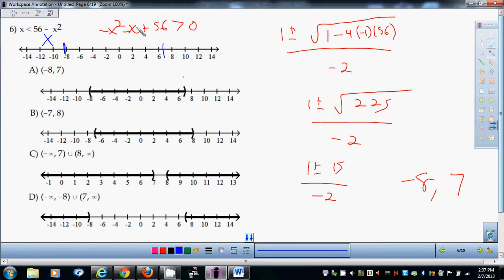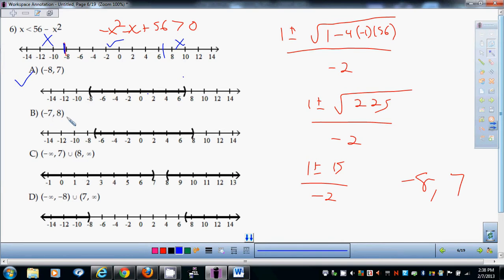And now let's try positive 10. That'll still be negative 100 minus 10 plus 56, which I believe is negative 64. Is negative 64 greater than 0? No, it is not. So we're looking for that enclosed space right here, which, these two look extremely similar, but one of them is backwards. So it has to be A, between negative 8 and 7, not negative 7 and 8. So the answer is A.